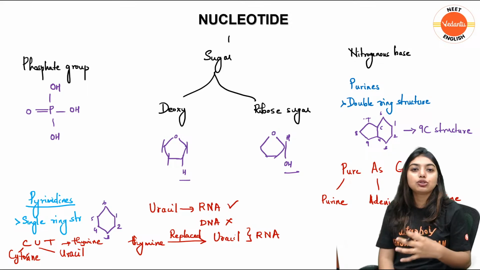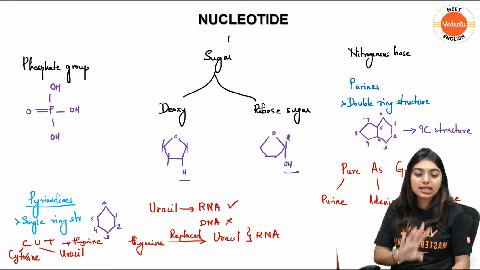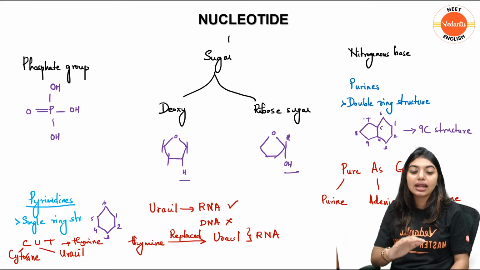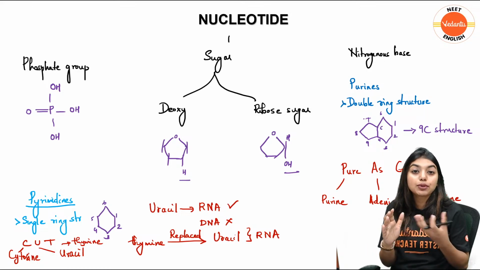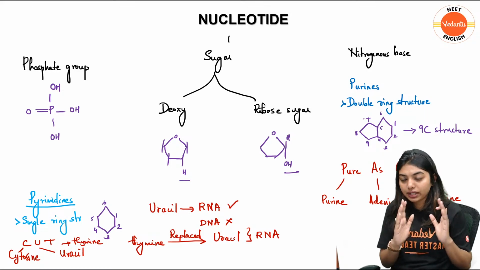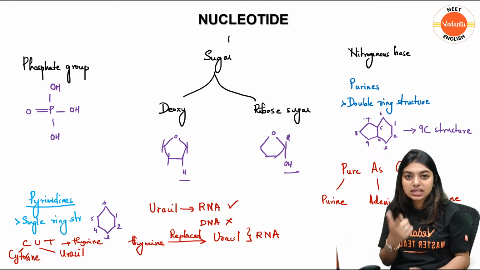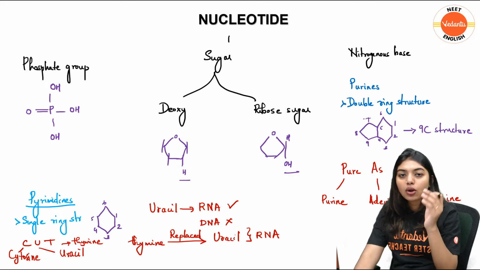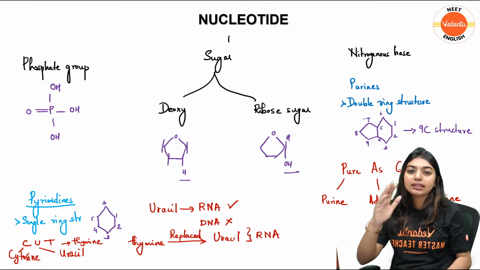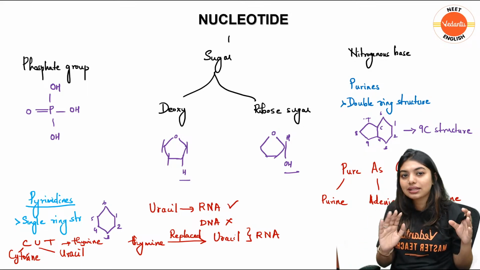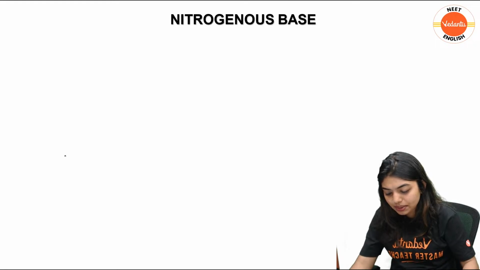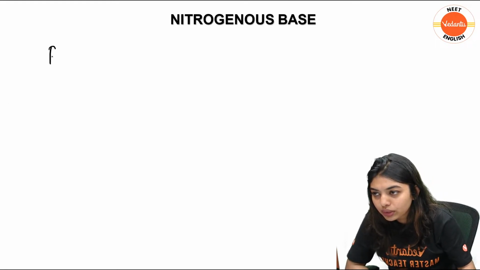Then nitrogenous bases are of 2 types, purines and pyrimidines. Purine is a double ring structure with 9 positions, and how do you remember it? Pure as gold: purine, adenine, guanine. Then we have pyrimidine, which is a single ring structure with 6 positions, and how will we remember it? CUT: cytosine, uracil, thymine. And thymine will be replaced by uracil in the RNA. That's all. Very simple.